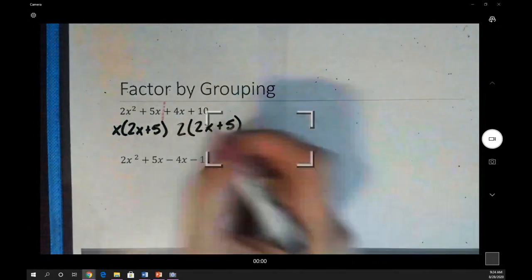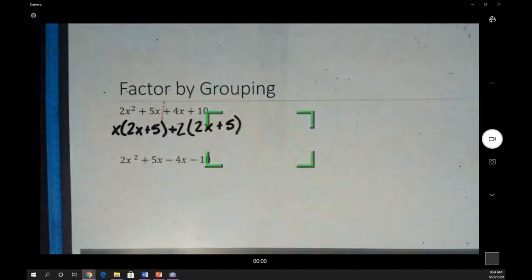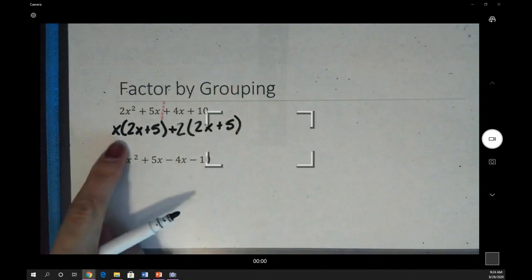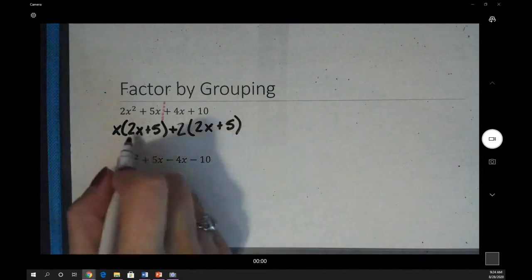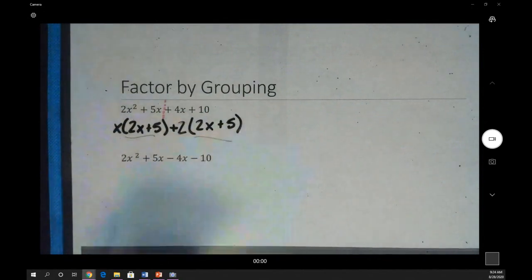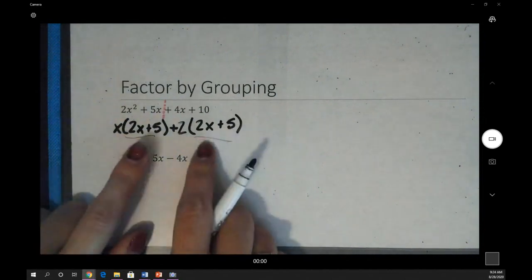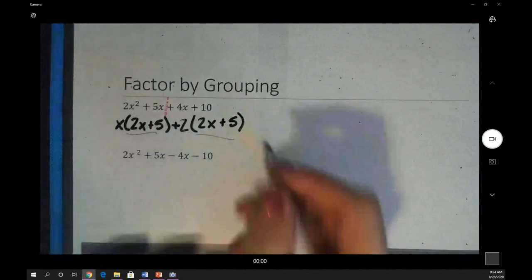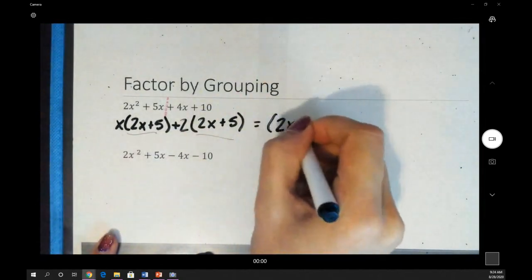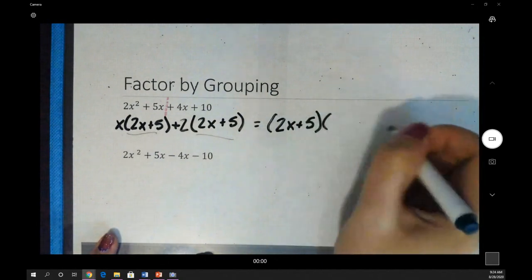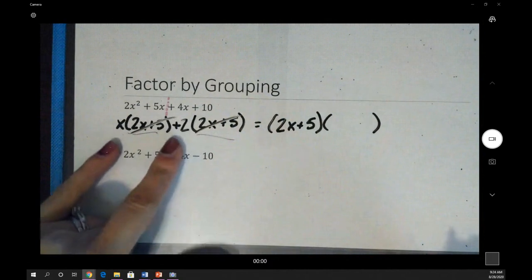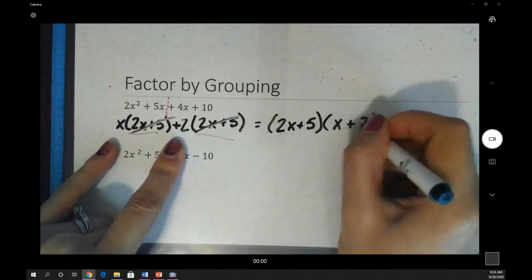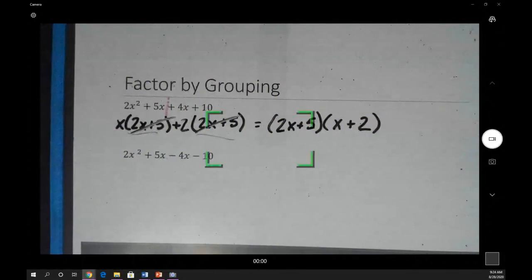When I factored out the 2, I factored out a positive 2. So you'll see that I now have x times 2x plus 5 plus 2 times 2x plus 5. These 2x plus 5s are expressions that they now have in common. So between these two, they have a 2x plus 5 in common that I can pull out front. And after I factor out a 2x plus 5, so I've taken care of those terms, what's left over is x plus 2.